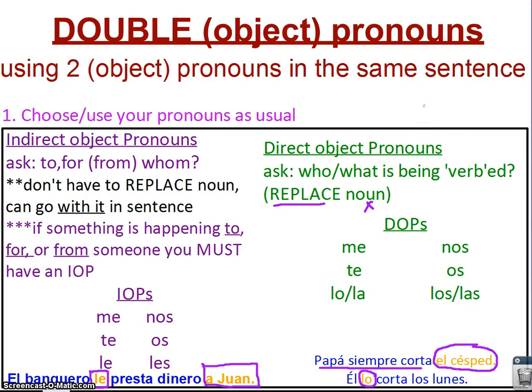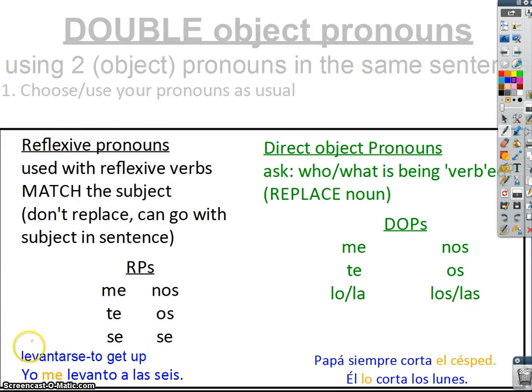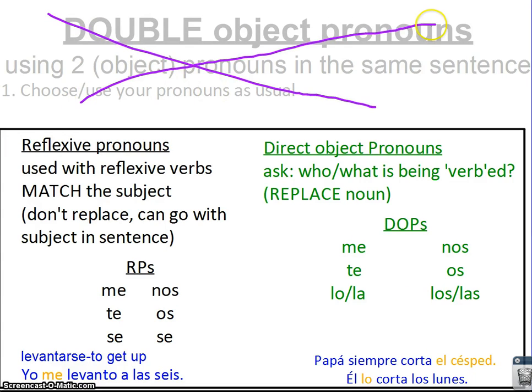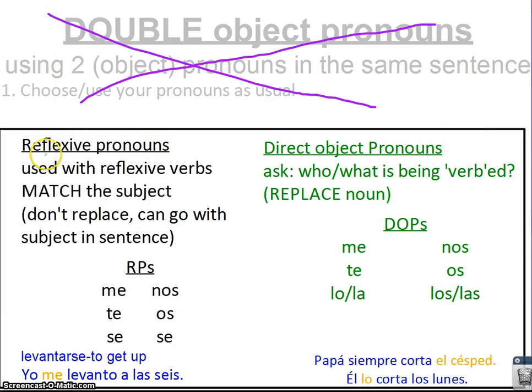That's mostly what we're going to be focusing on this unit, but you might use a reflexive pronoun with a direct object pronoun. You do not have to rewrite this. We already have that. But now in a nice box again, include what reflexive pronouns are. You know that we use reflexive pronouns with reflexive verbs and that they match the subject. Like in levantarse, which means to get up. So if I want to say I get up at 6, I put me in front of the yo form of the verb. Yo me levanto a las 6. And you might use them with the direct object pronoun.